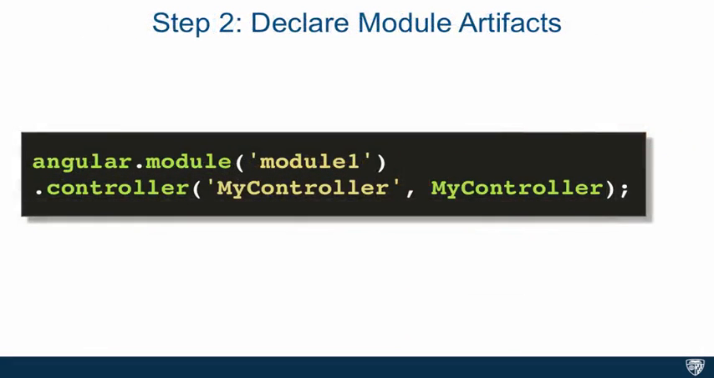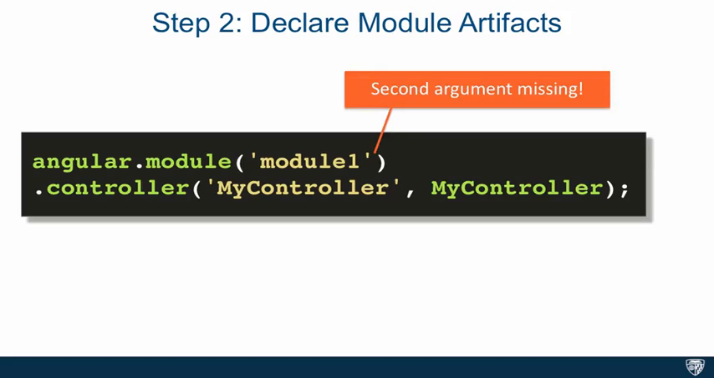The second step is to declare module artifacts. We've done this step before in just about every lecture of the entire course, so you should be very familiar with it. However, note a crucial difference between creating a module and retrieving the module instance in order to attach a controller or something else to it. Note that the second argument to the module method is omitted. This assumes that we have previously created this module 1. If we haven't, the call to retrieve module 1 will cause an error.